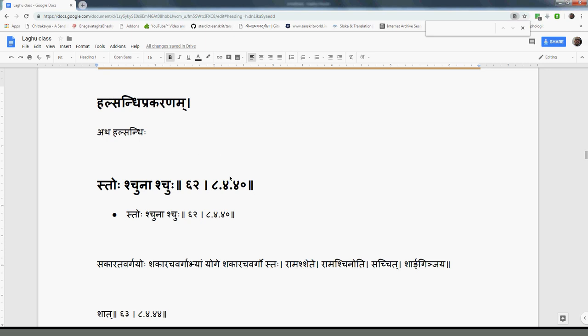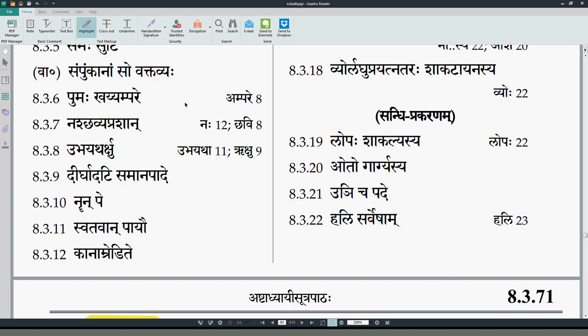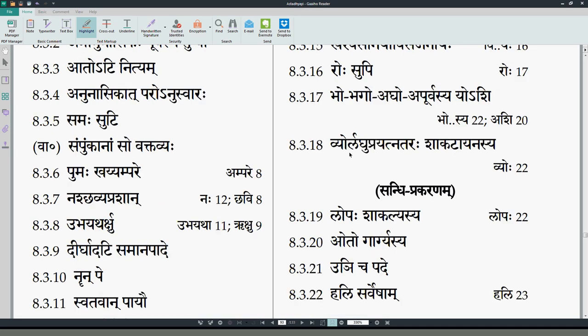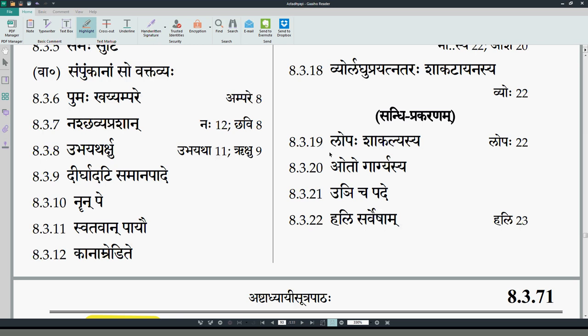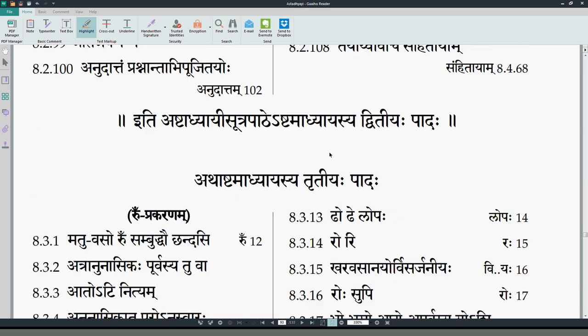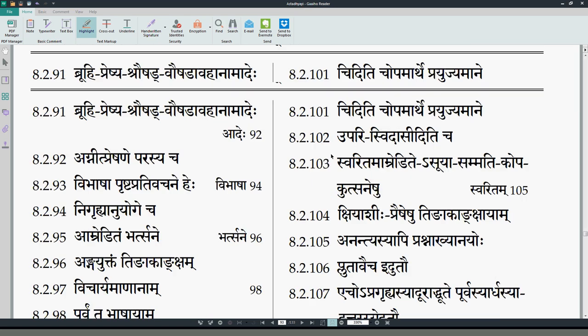From the eighth chapter, second section, the Tripadi starts, where the sutras work in what is called Purvatra Siddham Adhikara. So all these sutras will have the anuvritti of Purvatra Siddham. So it should apply in a sequence. He takes this stosh chunashchuhu as the sutra to begin with the HalSandhi. But before this, there are a lot of HalSandhi sutras. If you look at it, HalSandhi itself starts from where? Here, say, Sandhi Prakarana starts here. In 8.3, even before that, 8.2, see Purvatra Siddham 8.2.1, it starts here.